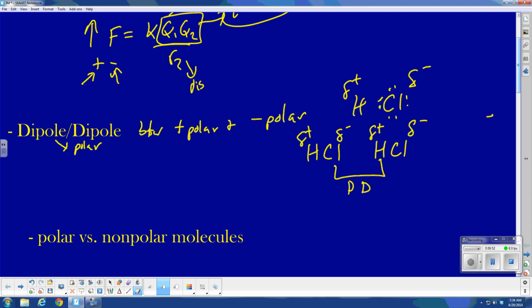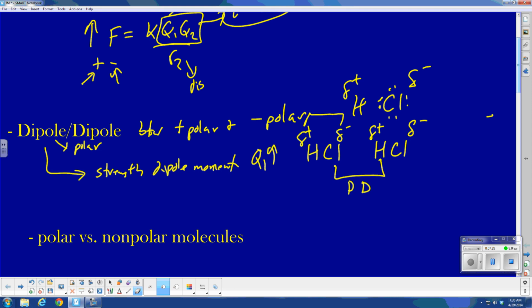Two things affect the strength of my dipole-dipole. Number one, the strength of the dipole moment. Now, what is a dipole moment? That's just a measurement of this partial positive to partial negative. The bigger that difference is, the stronger my dipole moment is. And really, that would mean my Q1 and Q2, excuse me, are getting bigger as the dipole moment gets bigger.